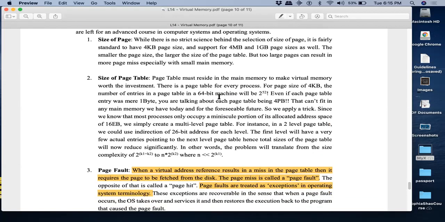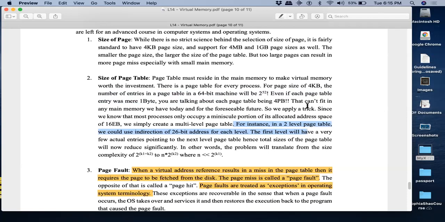Now, the key here is that your page table can be of limited size, right? Then there is the concept that even if a page table is a smaller byte size, how can we store a page table being 4 petabytes, for example? If you have a page table of limited size, how can you map a higher page table? Well, the idea is that we apply a trick where we create a multi-level page table.